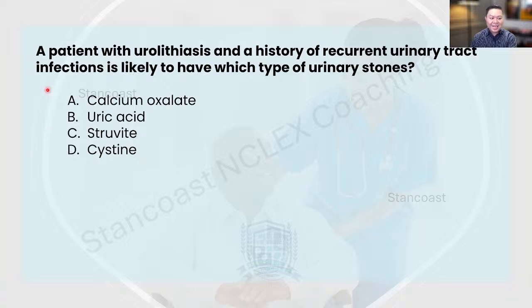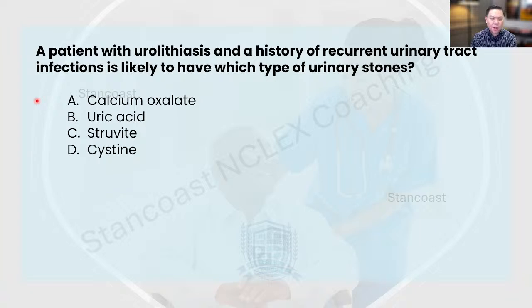Is it A, calcium oxalate? Is it B, uric acid? C, struvite? Or D, cystine? Take your pick. All right, your time is up. So we'll reveal the answer in a few. And so let's go through the first set of answers here.